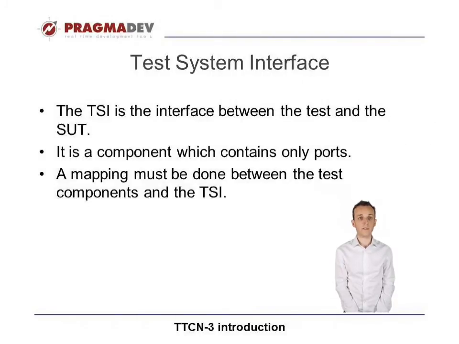The test system interface, called TSI, is the interface between the test and the SUT. The TSI is just a component with ports, nothing is executable inside. All communication between the test and the system under test will be done through the ports of the TSI. A mapping has to be done between the different components of the test and the TSI.